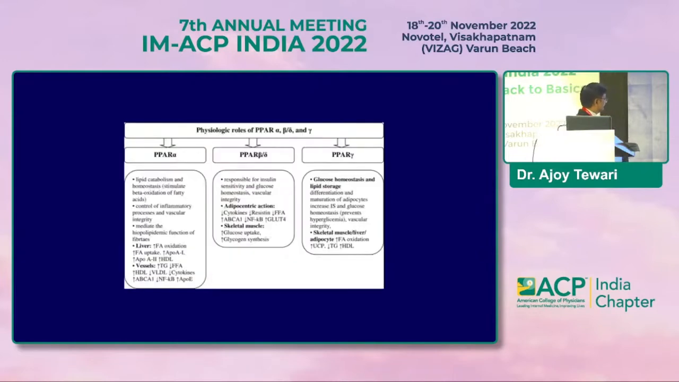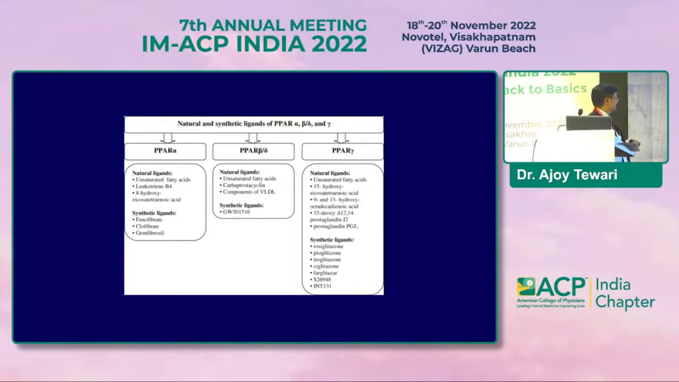So these are the different receptors. PPAR alpha is responsible for lipid catabolism and homeostasis, control of inflammatory process and vascular integrity. And they increase the fatty acid oxidation at the level of liver. Then PPAR beta and delta are responsible for insulin sensitivity and glucose homeostasis and vascular integrity, and PPAR gamma for glucose homeostasis and liver storage. So these are the various drugs which have been developed. For PPAR alpha, we have fenofibrate, clofibrate, gemfibrozil. For PPAR beta and delta, we have this new drug GW501516, and for PPAR gamma, we know all about pioglitazone, rosiglitazone, propiglitazone, and so many drugs.